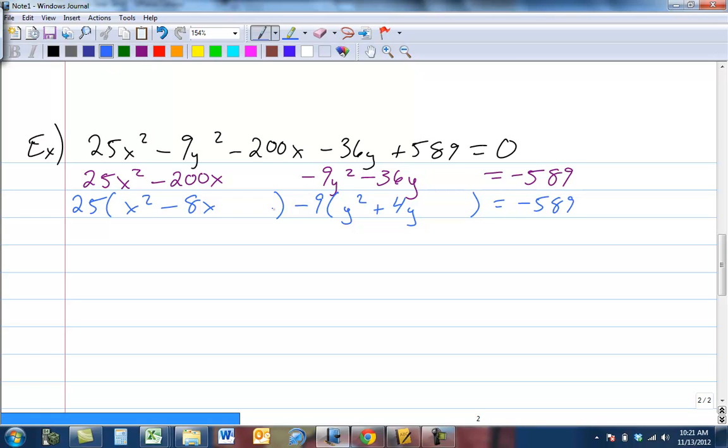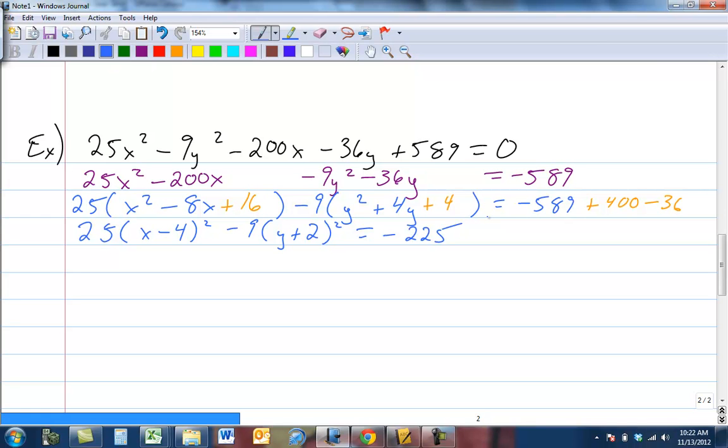All right, let's go ahead and complete the square. Adding 16 here, but I'm going to add 400 to this side because 25 times 16. I'm going to add 4 here, but I'm actually going to subtract 36 from this side because of that negative 9. All right, and then we factor this. X minus 4 quantity squared minus 9 times y plus 2 quantity squared equals, what's this mess? This mess is actually negative 225.